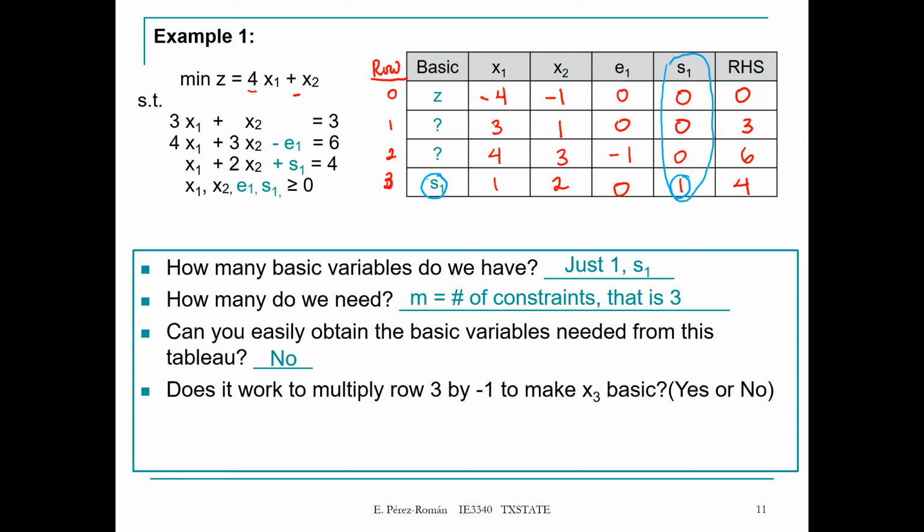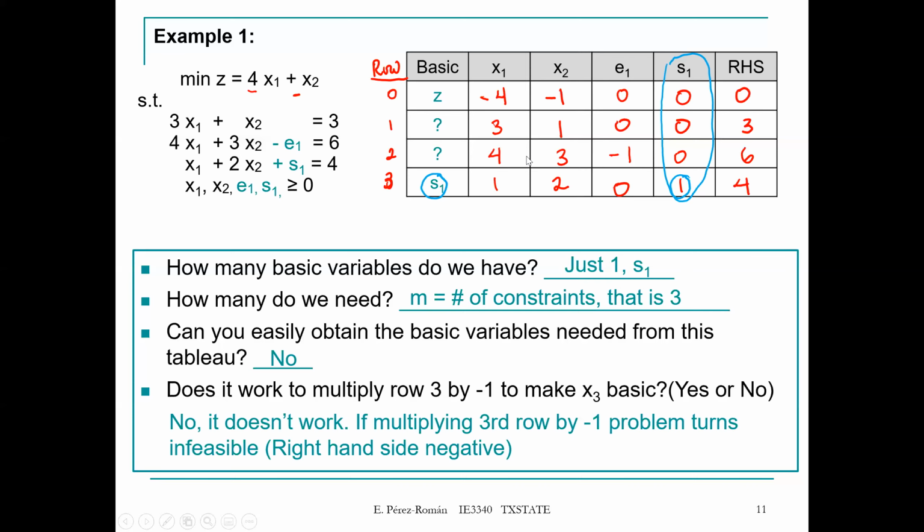Does it work to multiply row 3 by minus 1 to make x3 a basic variable? Yes or no? So the question is, can we multiply row 3 by minus 1? That will make this negative a positive. The answer is no, it doesn't work. If we multiply the third row by minus 1, the problem turns infeasible because the right-hand side is going to become negative. So we cannot proceed in that way. So what do we do?